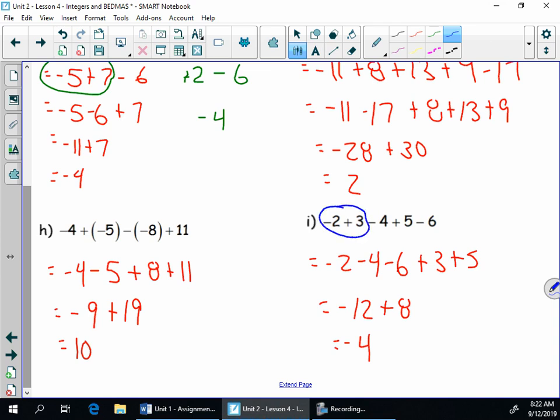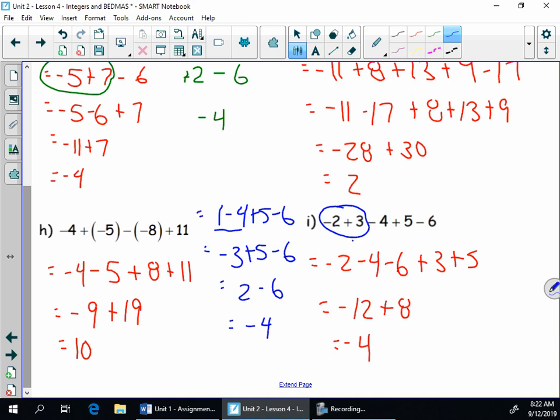-2 plus 3 makes 1. The rest would stay the same. 1 minus 4 would be -3. The rest would stay the same. -3 plus 5 would be 2. The rest would be the same. And 2 minus 6 makes -4.